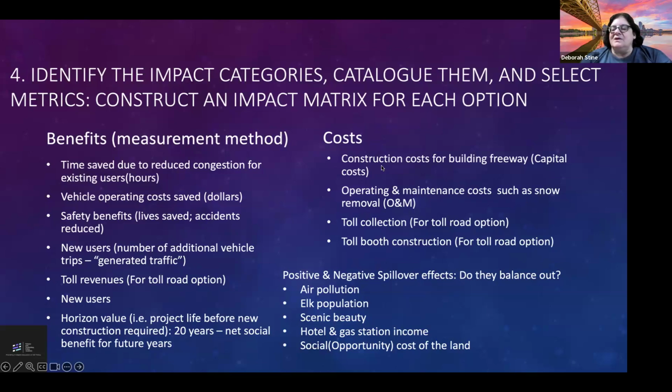Then you would have the construction cost for building the freeway. So that's called capital cost. The operating maintenance costs: snow removal, toll collection, toll booth construction. And then you have what are called spillover effects, so things that you worry about, like what impact will this have on air pollution or the elk population, scenic beauty, hotel and gas incomes. I still remember back in the days, maybe some of you out there remember good old Route 66. And when Route 66 was closed, and I think it was like Route 40, whatever was built, then a lot of lives changed for a lot of people.